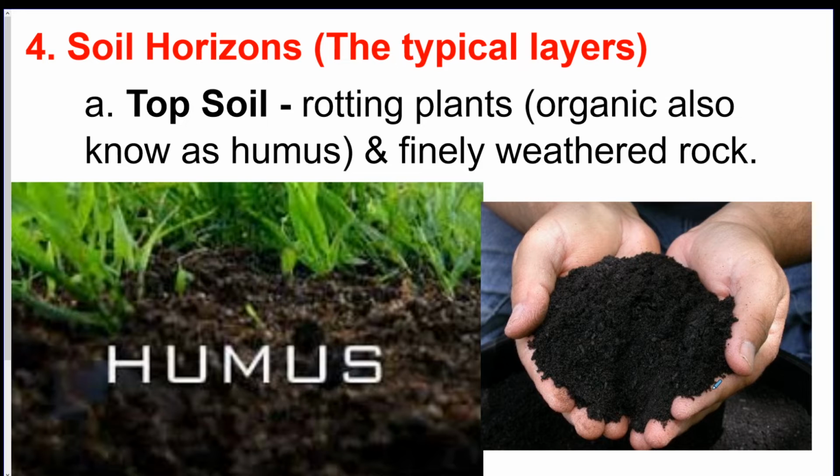Okay, so now we're going to talk about the different layers of soil. The most important layer is called topsoil. You might have heard this. People like to get it in the summer. It's really dark colored, and it normally has this really intense smell. So it's really finely weathered rock and a lot of rotted plants. And a nickname for topsoil is humus. Humus.